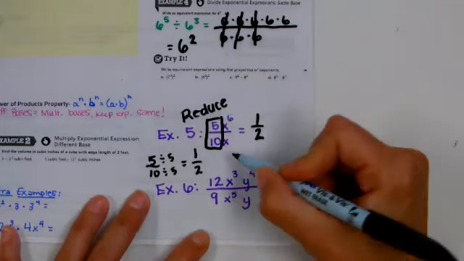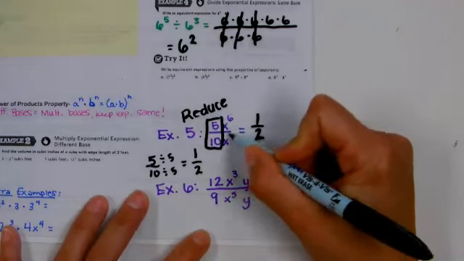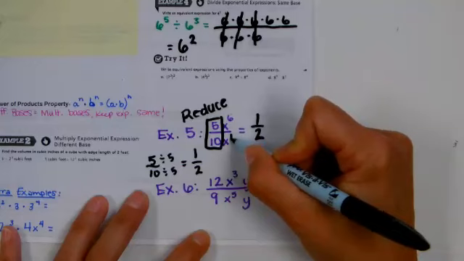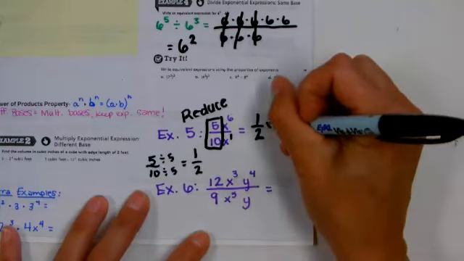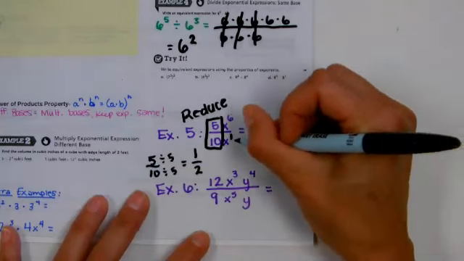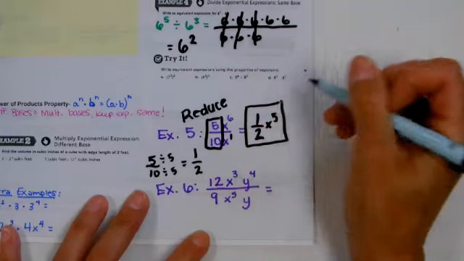Then I do my bases like I did above. I have the same base of x and x. There is a hidden 1 on this x down here. So I'm going to keep that base of x and subtract 6 minus 1, which gives me 5. And this would be my final answer.